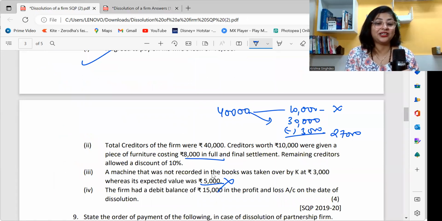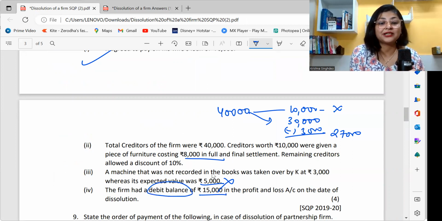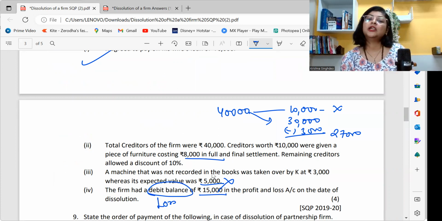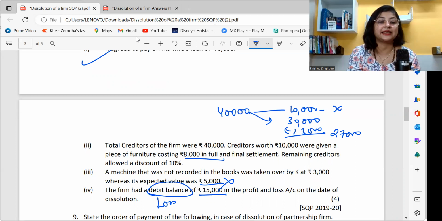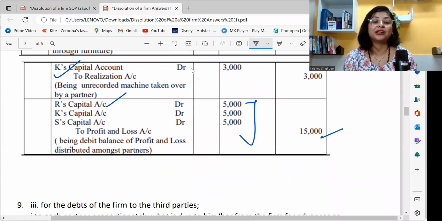The next transaction is that the firm had a debit balance of 15,000 rupees in the profit and loss account at the date of dissolution. This word debit balance is very important. Debit balance implies the loss. So whenever there is a loss or a profit, it is not transferred to the realization account. If it is a profit, it is distributed among the partners and the partners' capital accounts are credited. If it is a loss, then the partners' capital accounts are debited and the loss is credited. Here we have a debit balance, which means loss. So all the partners' accounts will be debited and the loss will be credited. So the entry is going to be: K's capital account debit, R's capital account debit, S's capital account debit to profit and loss account. And since no profit sharing ratio is given, we have assumed it to be equal, and equally this amount is being distributed among the partners.